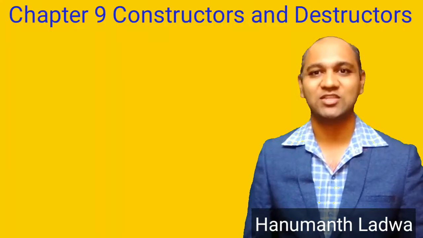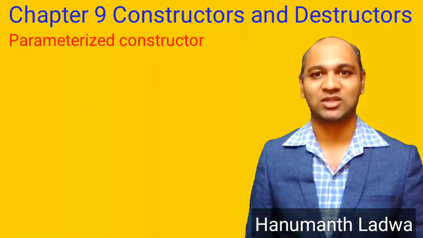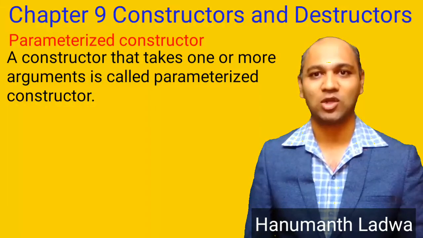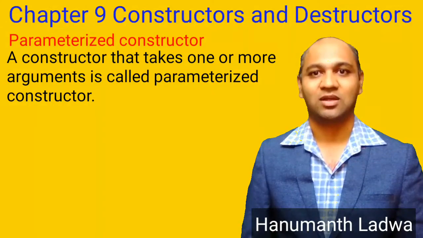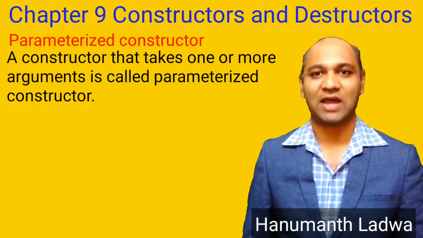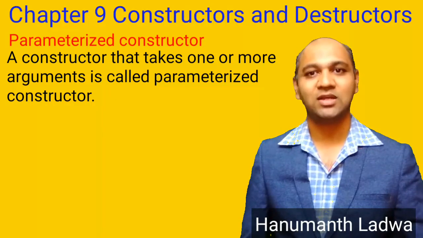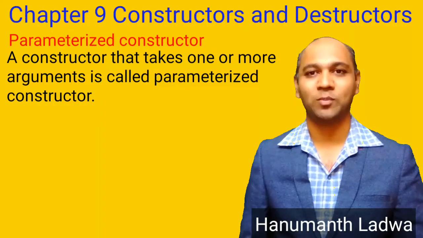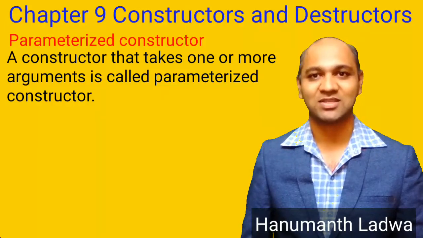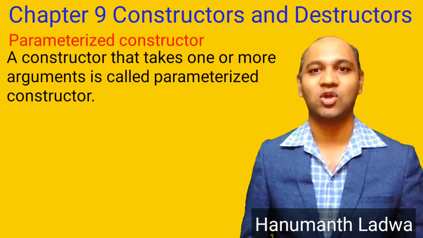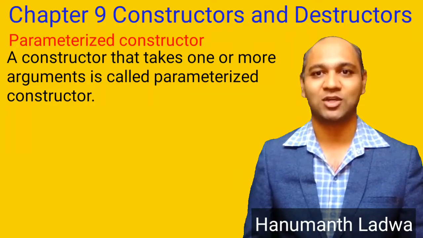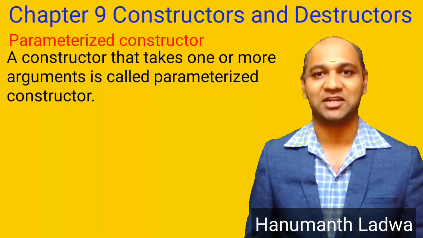Hello my dear students, in this video we are going to study parameterized constructor. A constructor that takes one or more arguments is called a parameterized constructor. Using parameterized constructors, it is possible for us to initialize different objects with different values. And we know that constructors get invoked automatically as soon as the object of the class is created. Similarly, even parameterized constructors get invoked automatically as soon as the object of that particular class is created.